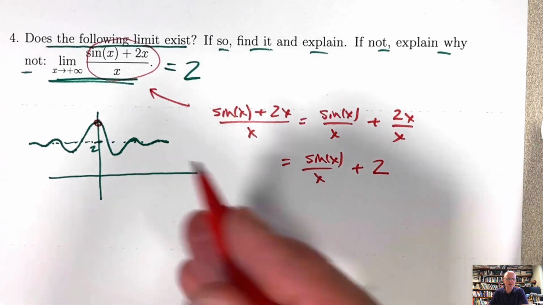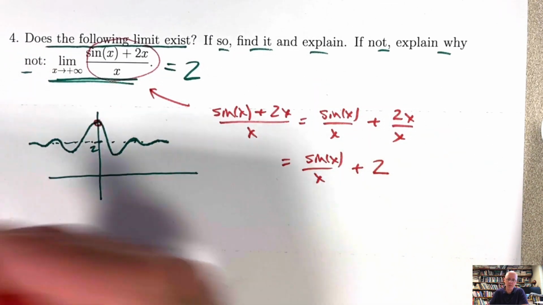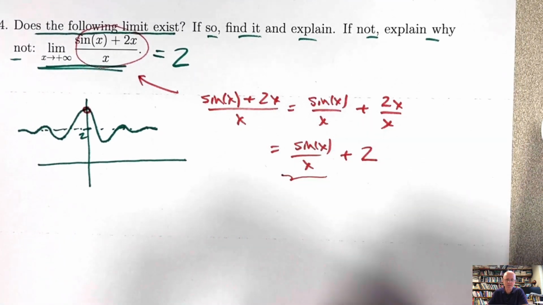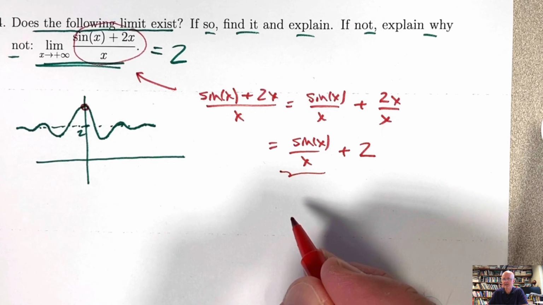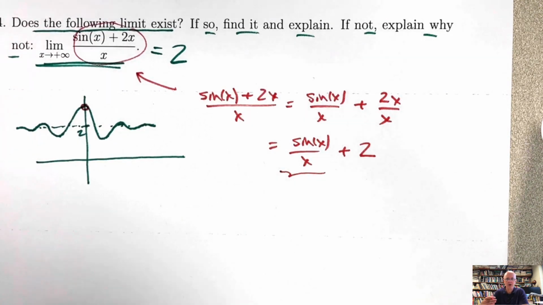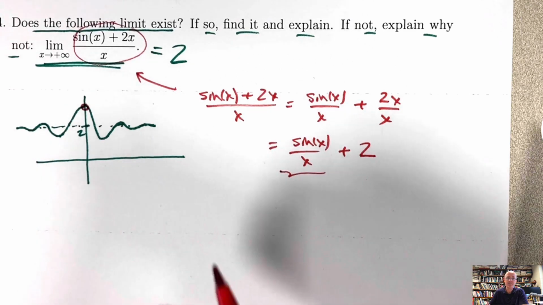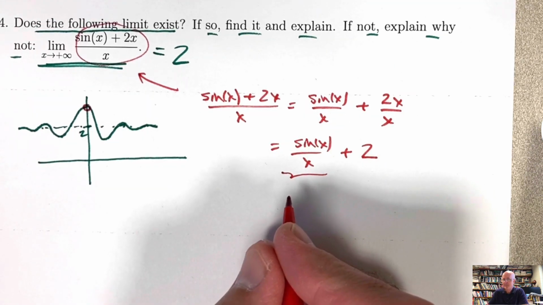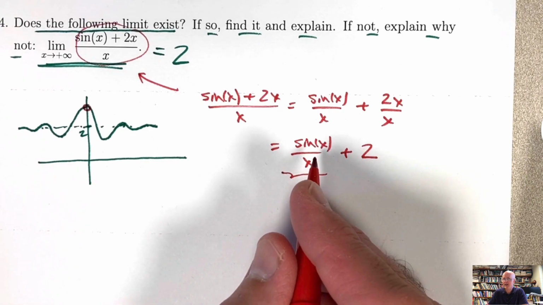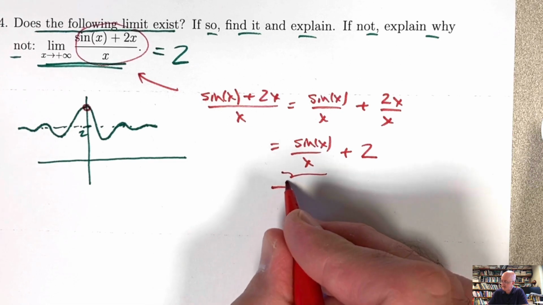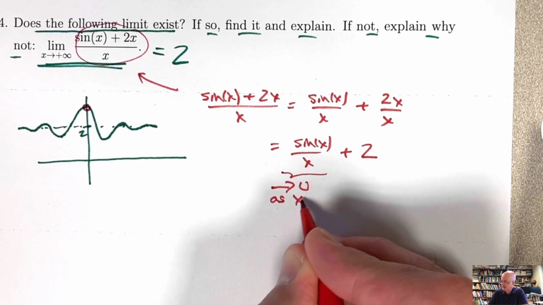But as we're letting x go to infinity, plus infinity or minus infinity, that's irrelevant. It doesn't matter that it's undefined when x equals 0. This part, sine of x over x, you've got a numerator that's oscillating between negative 1 and 1, and a denominator that's getting really big, either positively or negatively. Something that stays between negative 1 and 1 divided by something that's getting big is going to 0. This is going to 0 as x goes to infinity.